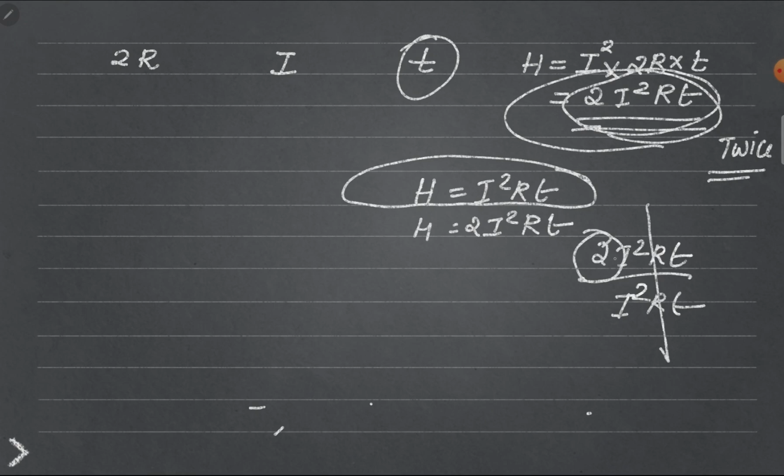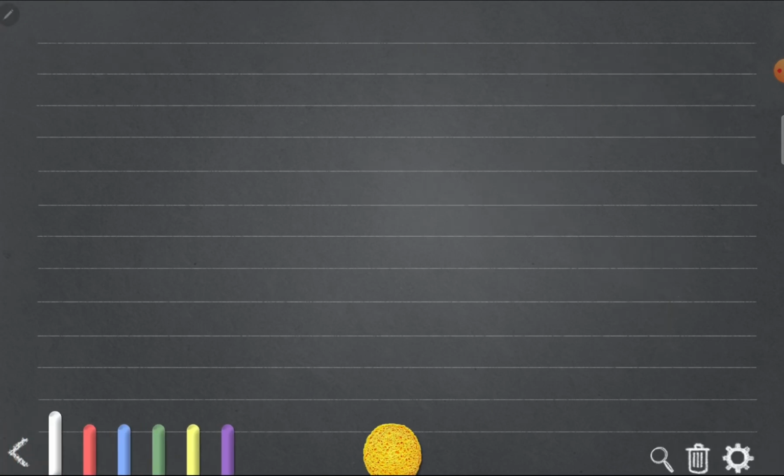Is that clear? Likewise we have to complete each one of this table with the different values of R, I or T. Let us check the other one. Here it is given that R is the same. For R there is no change. Resistance is R itself, but I has now changed to 2I and T remains the same.